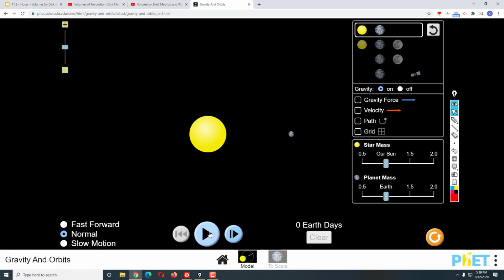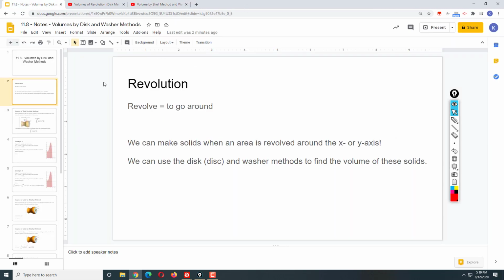For example, we know that the Earth revolves around the sun. The Earth goes around the sun. It makes a circle around the sun. So here's Earth, there's the sun. So that's what revolves means. Now we can make solids when an area is revolved around the x or the y axis.